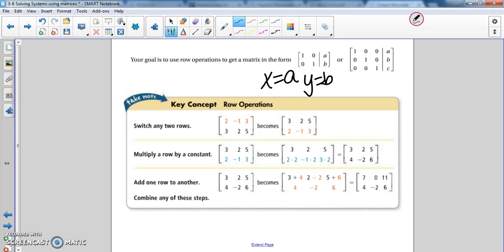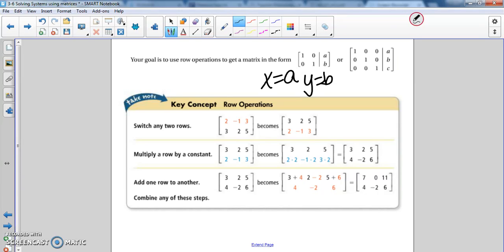So, different row operations that we can use. We can switch any two rows. So we can have 2, -1, 3, 3, 2, 5, and we could switch them, and they would become 3, 2, 5, 2, -3, 3, -1, 3. We can multiply a row by a constant. So if we take that bottom row and multiply it by 2, we would multiply each element by 2.